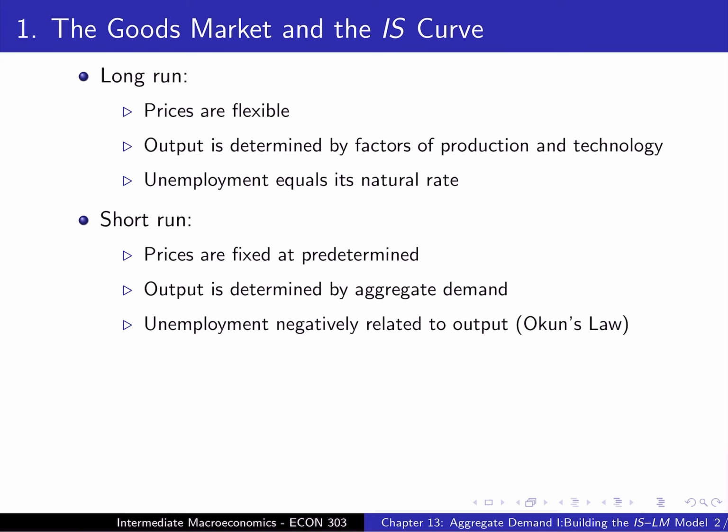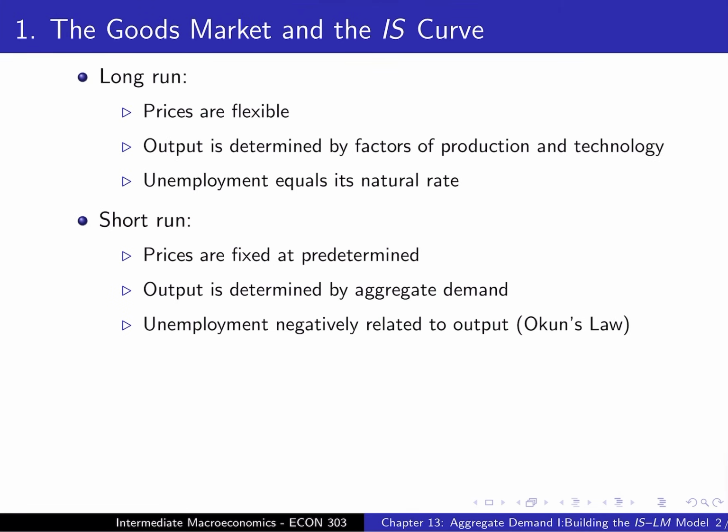Let's look at how the economy behaves in the long run and the short run. Long run, prices are flexible, meaning they adjust to supply and demand. Output is based on production factors and technology, like Y equals a function of K, L, and A. Finally, unemployment equals its natural rate. That means there is no cyclical unemployment, only structural and frictional types remain.